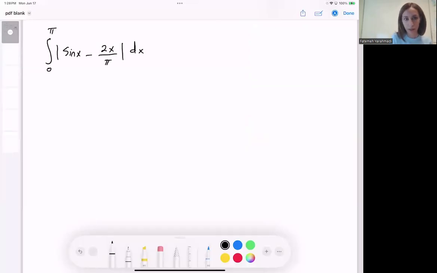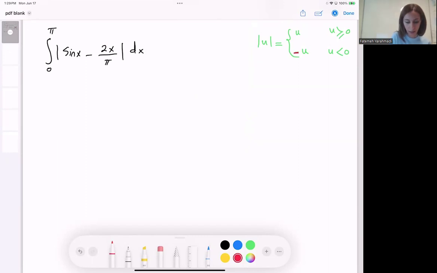So you have the definite integral of the absolute value of sine x minus 2x divided by pi dx. When you have an absolute value function, the absolute value has a different behavior. The absolute value of u is, if your u is positive or 0, you get your u back. But if u is negative, you have to put a negative sign in front of u to get something positive out of your absolute value.